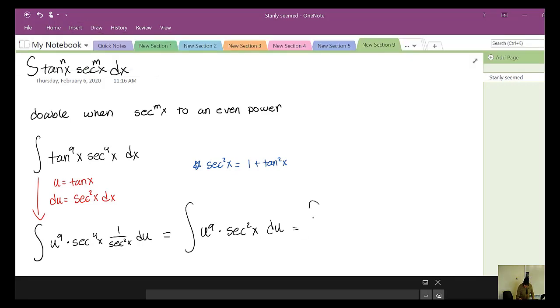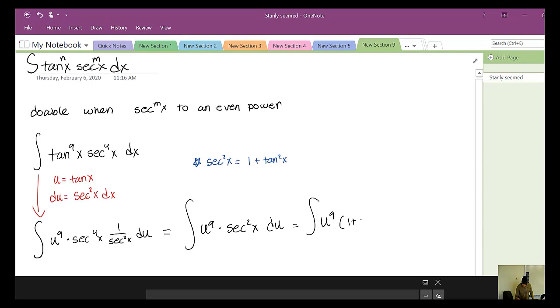And you guys can solve this from here, but tangent is obviously what u is equal to, so we have 1 plus u squared, du. And then from there, that's pretty solvable. So that's generally the precondition you want. Tangent can be to any power, but secant has to be to some even power. It gets more complicated if secant's to an odd power.